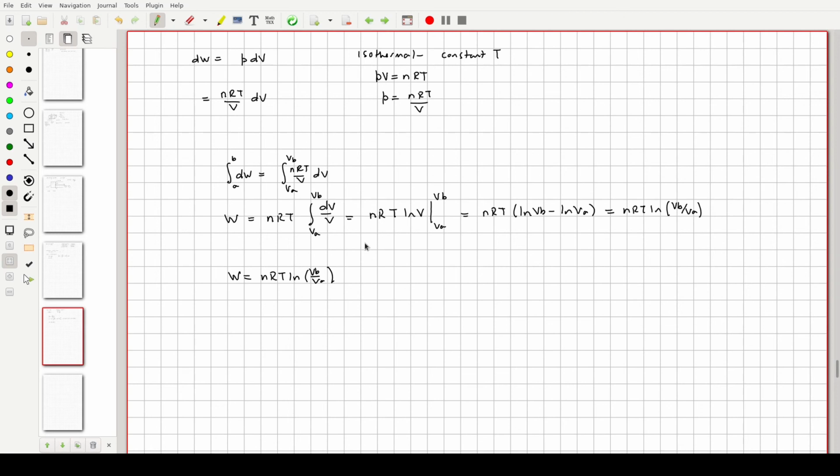So those are 3 of the 4 situations that we're going to be looking at. And I'm going to use these along with the first law of thermodynamics to examine a number of cases in the next video.